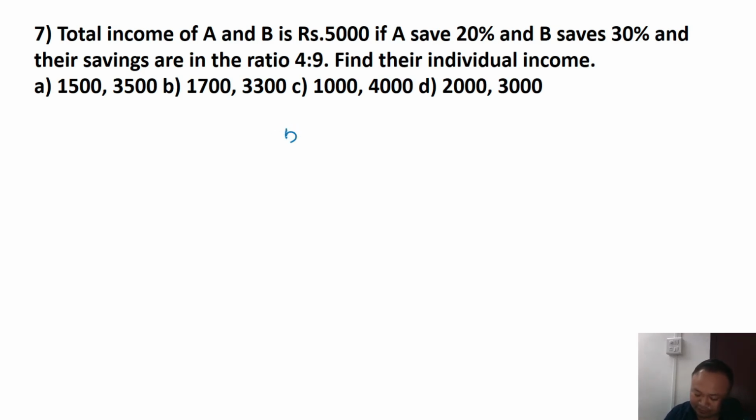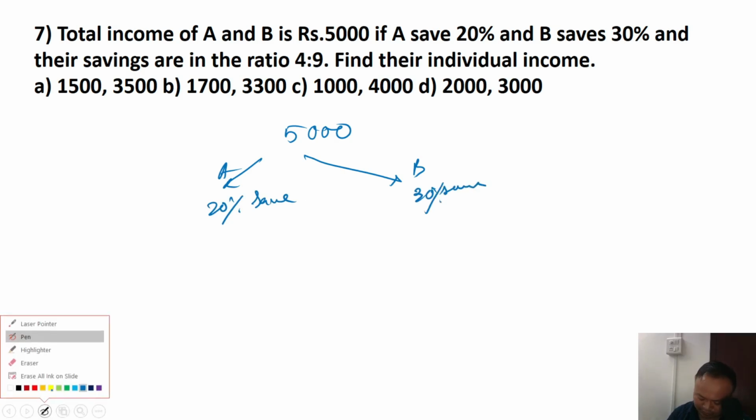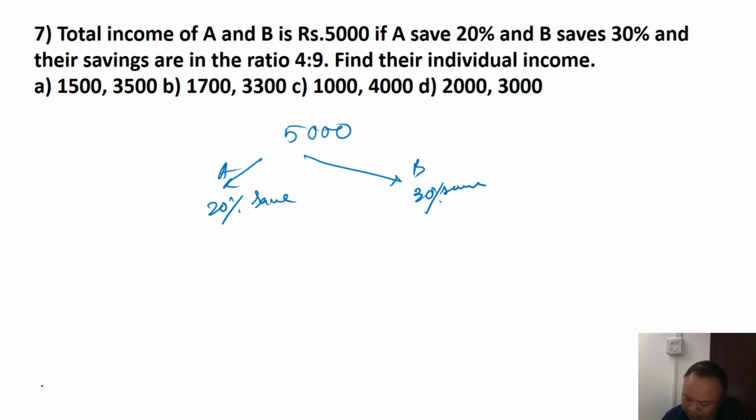The total income of A and B is 5000. A saves 20% and B saves 30%, and the savings are in the ratio 4:9. Find the individual income.